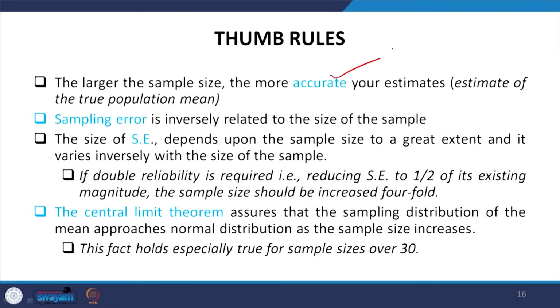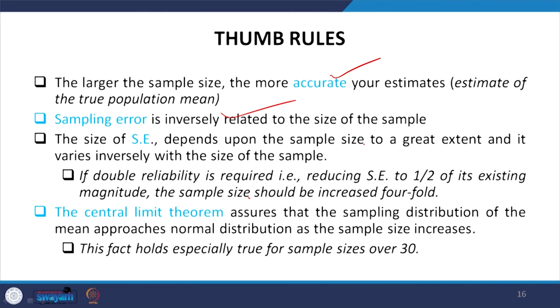So, what are the thumb rules so far as estimation of sample size is concerned? The first purpose of understanding the thumb rules is how accurate your estimate is. The thumb rule is that sampling error is inversely related to the size of the sample, as we already know from the general thumb rules, but these are required. The size of the standard error is also important; it depends on the sample size to a great extent, and it varies inversely with the size of the sample.